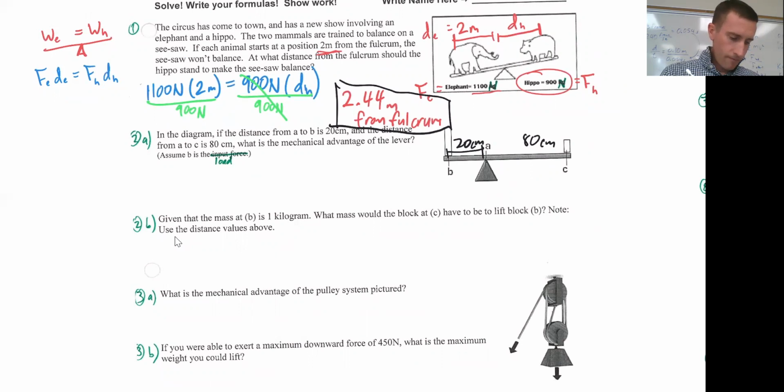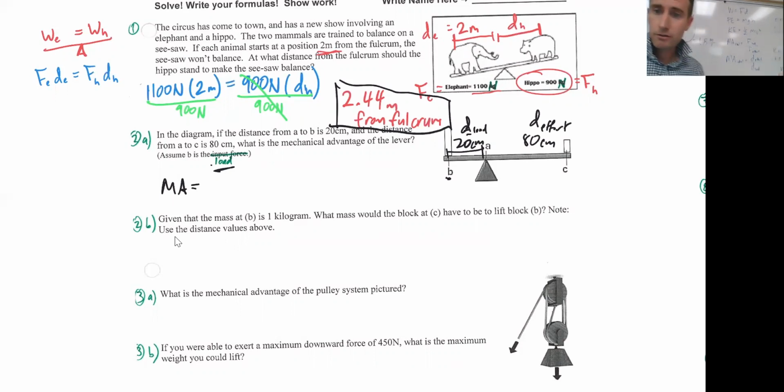So I know, oh, and it says assume B is the load. Okay, so B is the load, so 20 centimeters, that's the distance of the load. 80 centimeters, that's the distance of the effort. And I need the mechanical advantage. So I have 2 equations for mechanical advantage. They're both behind me. I have mechanical advantage real, which requires a force of the load and a force of the effort, but I don't have any forces. So this one's not going to do anything for me because I don't have the forces to put in.